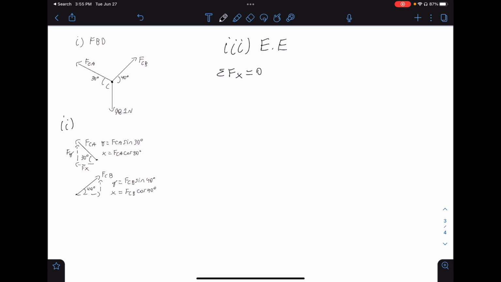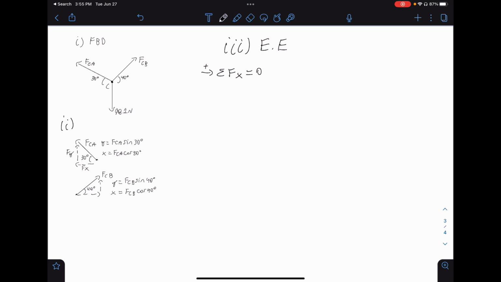We're going to specify a direction for positive forces, so we're going to say to the right is positive. And we're just going to add up all our x components. So if we look at our free body diagram, we have FCA, FCB, and then our weight force. Well, our weight force is just solely in the y direction, so we don't need to worry about that. But FCA and FCB both carry x components. So on to step 2.